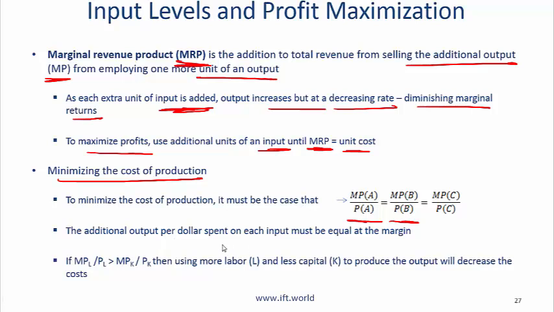The additional output per dollar spent on each input must be equal at the margin. If marginal product for labor divided by price of labor is greater than the marginal product of capital divided by price of capital, then using more labor and less capital to produce the output will decrease costs.